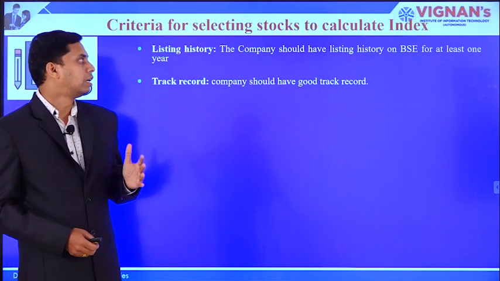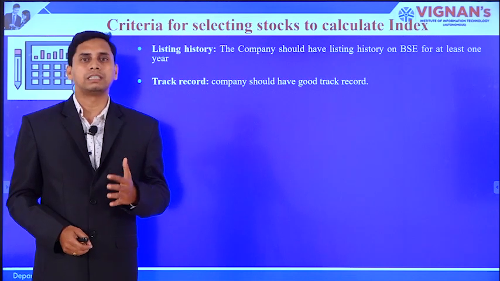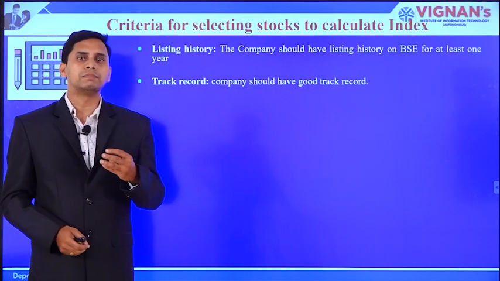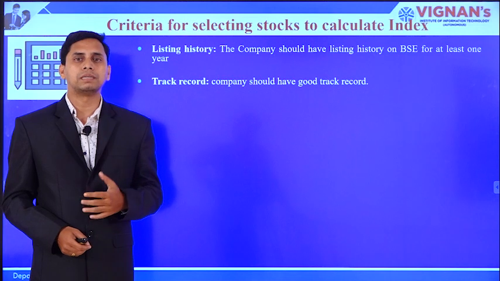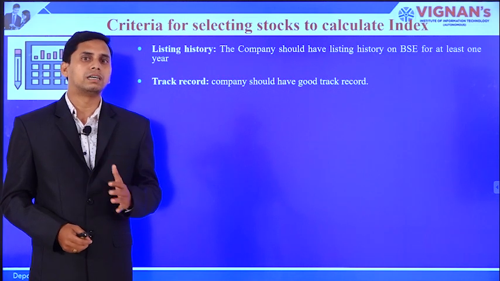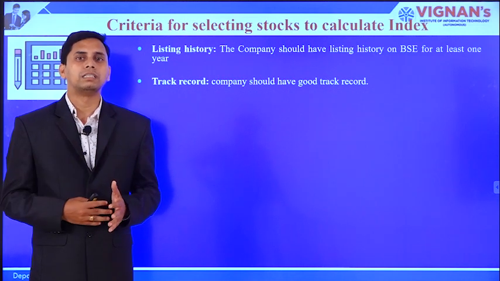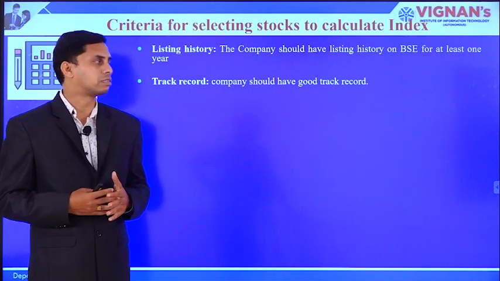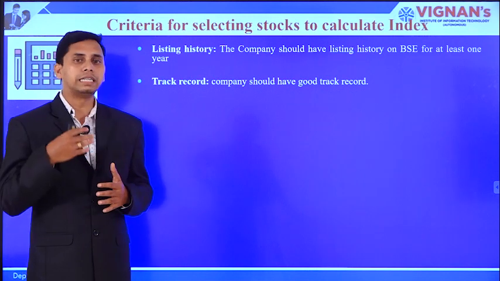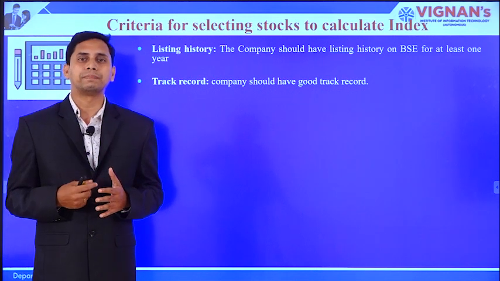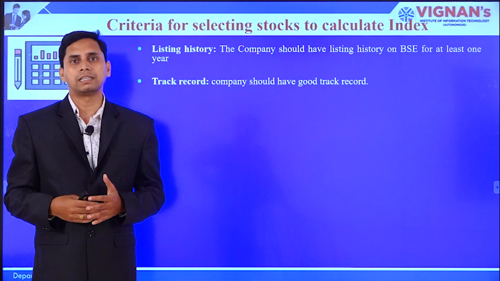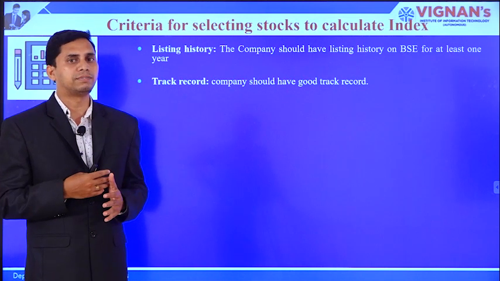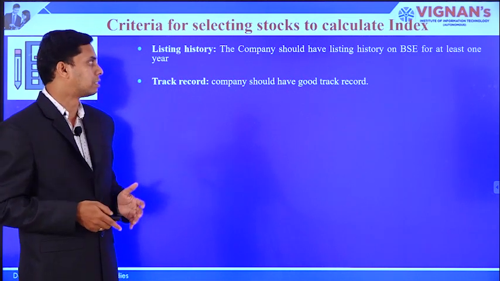The track record. Company should have a good track record. Track record in the sense in terms of its profitability, in terms of its sales, and in terms of its goodwill, the market share. So, all these are the various parameters which indicate the good track record of a company, and if a company possesses a good track record, that is also one of the criteria for being included in this list.